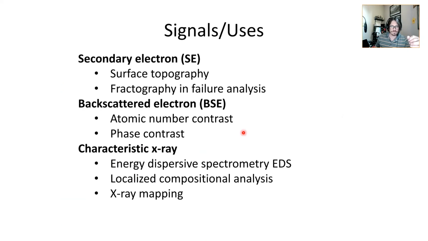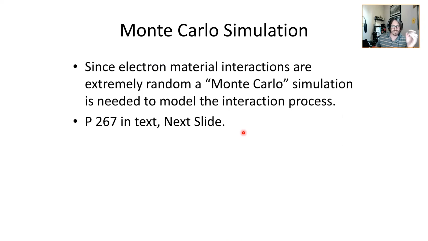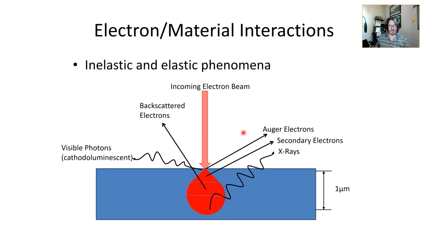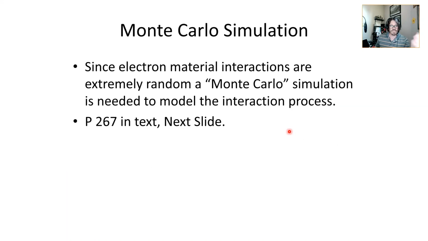Before I go too far, I skipped this and I apologize. So, electron material interaction: the beam hits the surface. I've tried to depict the scattering area of different things, okay? So backscattered electrons are coming from below the surface, secondary a little bit closer. Auger is almost considered a surface characterization, so really close to the top. X-rays can come from even deeper, depending on this chain reaction of electrons that go through the material. What you get is a Monte Carlo simulation.